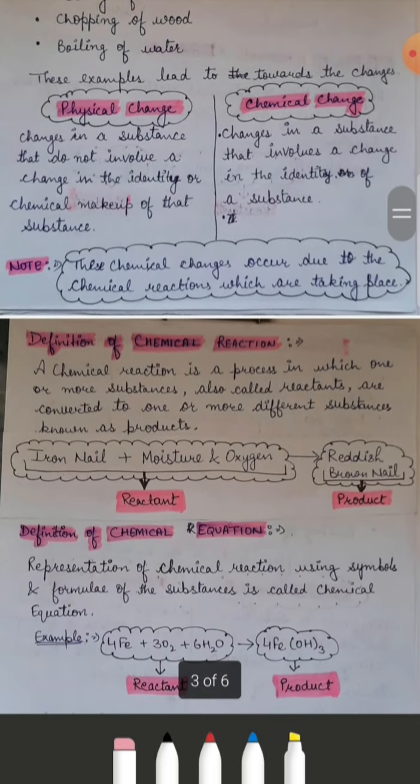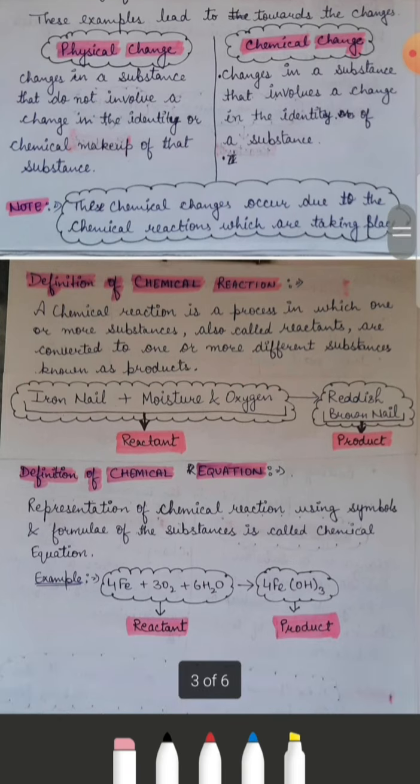So now we are going with the definition of chemical reaction. A chemical reaction is a process in which one or more substances, which are also called reactants, are converted to one or more different substances which are known as products. I have taken a first example: if your iron nail is kept in moisture and oxygen, it gets converted into a reddish brown substance. So this left hand side part is your reactant and right hand part is your product. I'll explain it to you further.